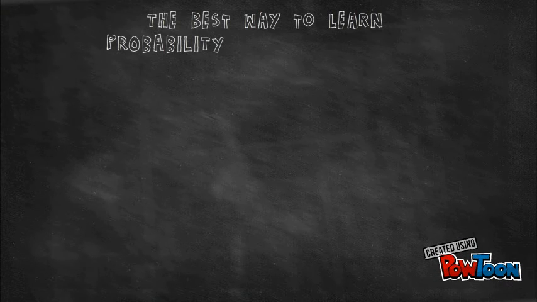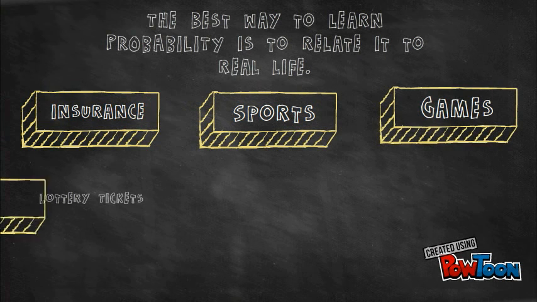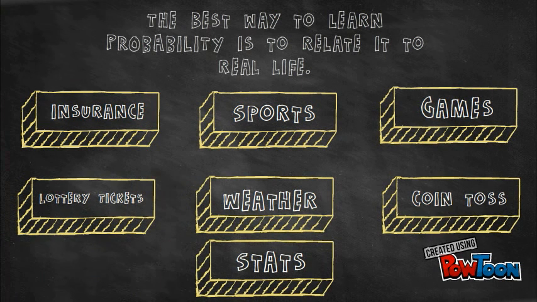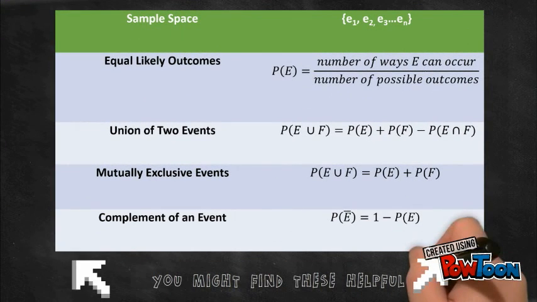The best way to learn or review probability is to relate it to real life, such as insurance, sports, games, lottery tickets, weather, coin toss, or statistics. Statistics being like the chances of you getting into an accident, that sort of thing. Now, before we start a review, you might want to look at these formulas because you might find them helpful.